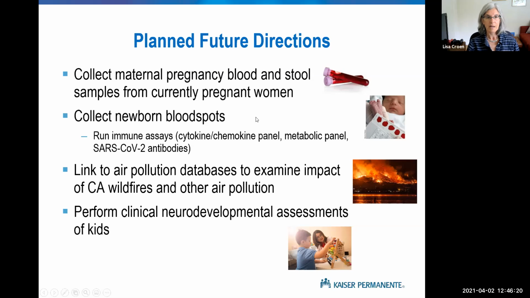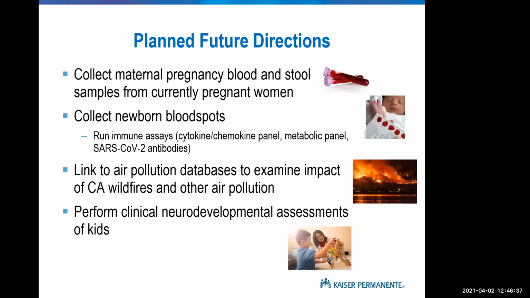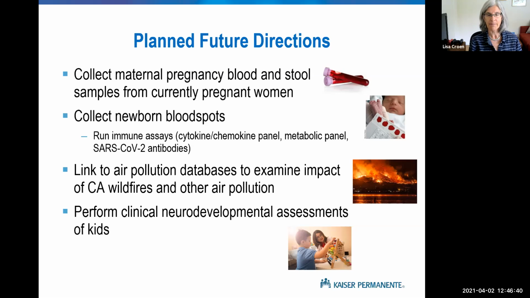To continue the pregnancy cohort into 2021, because the pandemic is still going on, to collect pregnancy blood and stool, and this would be mid-pregnancy when the woman comes in for her prenatal visit, her second lab during prenatal care. Get the newborn blood spots for those children born to those women, run these immune panels, cytokine, chemokine panels, metabolic panel as well, and then also look for antibodies specifically to SARS-CoV-2 and hopefully other coronaviruses.